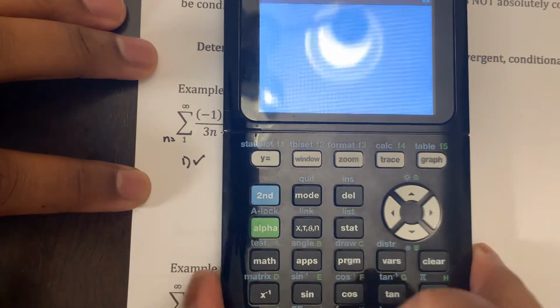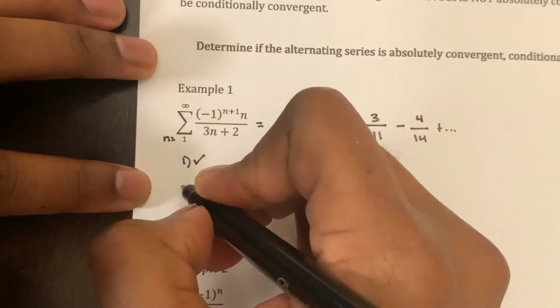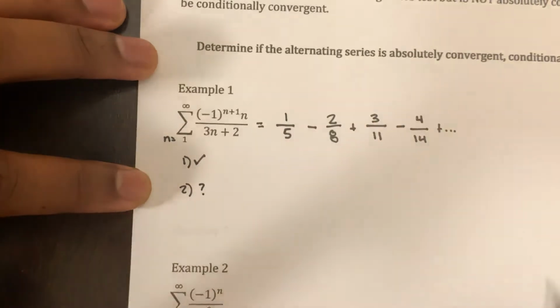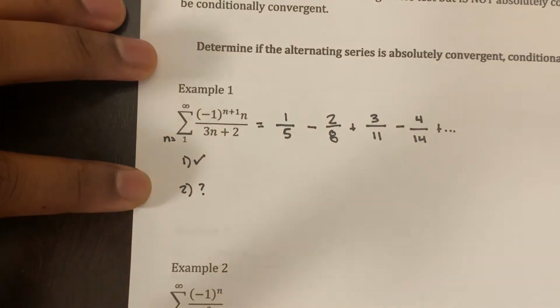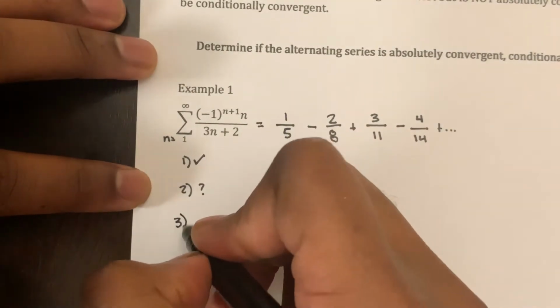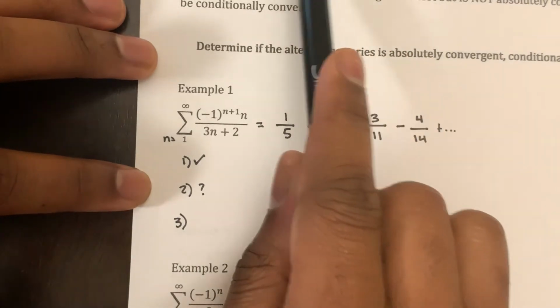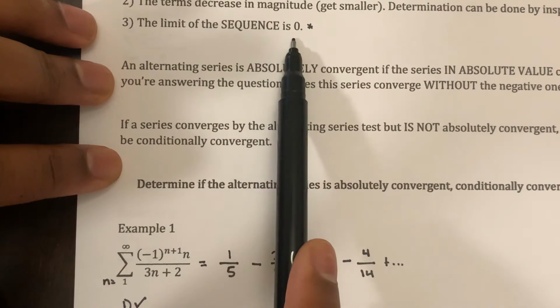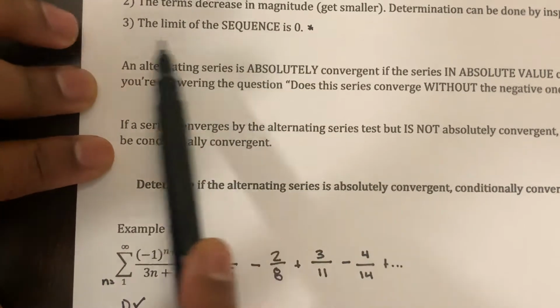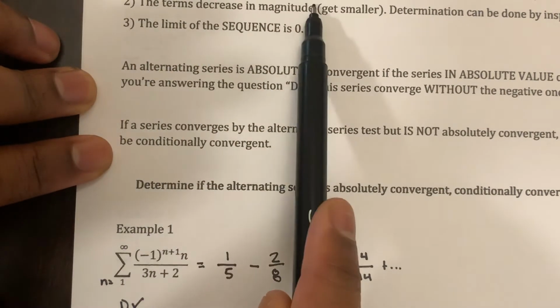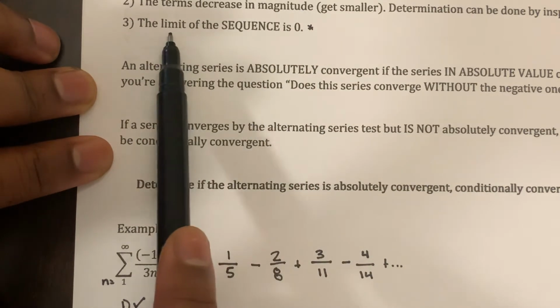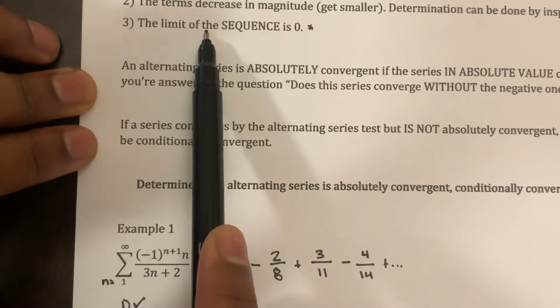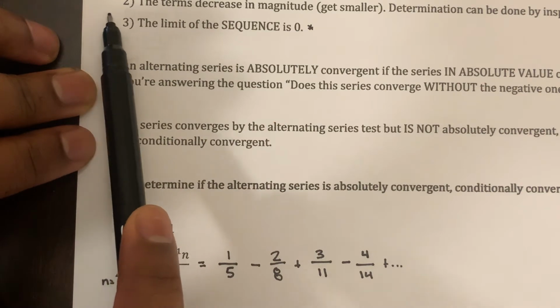And so you know what? Let's go without a calculator. So say you can't answer 2 because you don't have a calculator. 3 is always going to provide the answer to 2. So whatever you get, if you get a limit of 0, it's going to mean that the terms ultimately decrease in magnitude. If you get a limit that's not 0, it means that the terms do not decrease in magnitude.